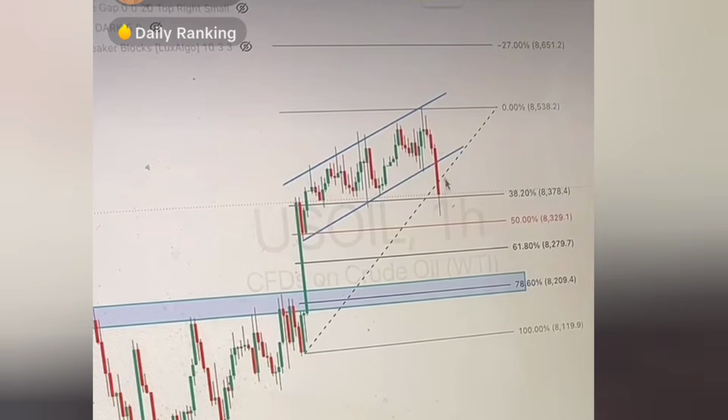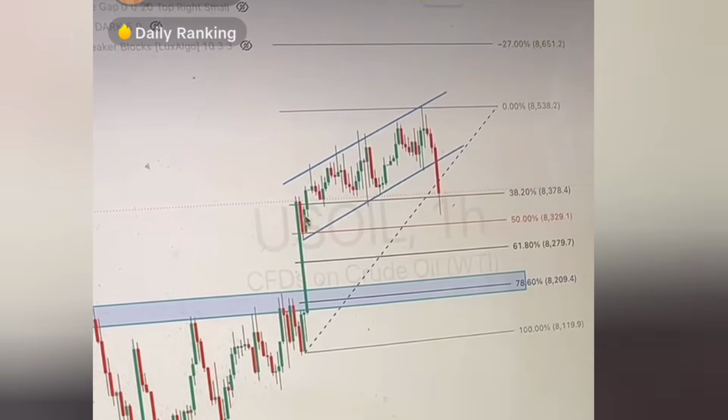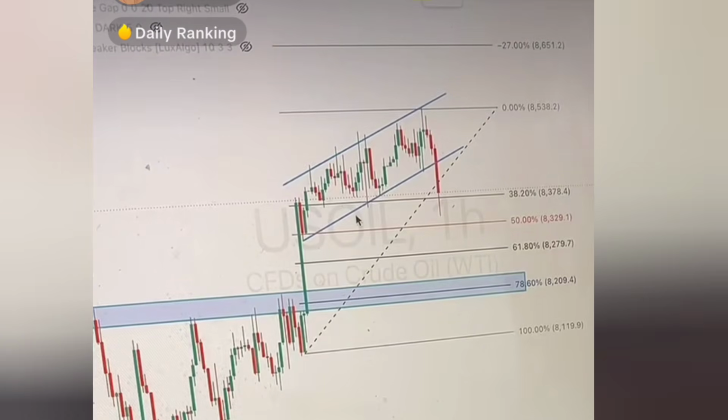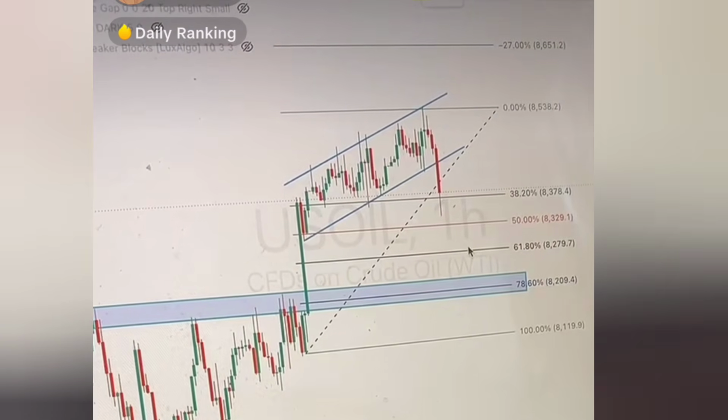Some people are still entering the sell now because it has broken this trend line. They are not selling because of Fibonacci. They are selling because of this channel. That's why they are selling. Because the market has broken this channel. They are not drawing their Fibonacci to know where their take profit will be.